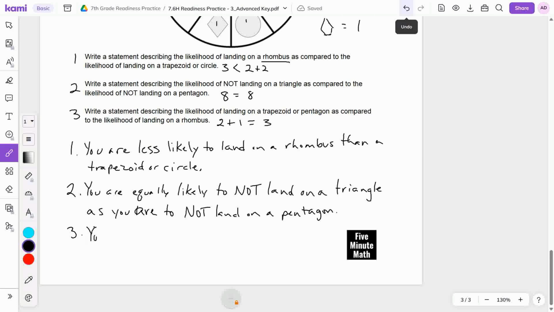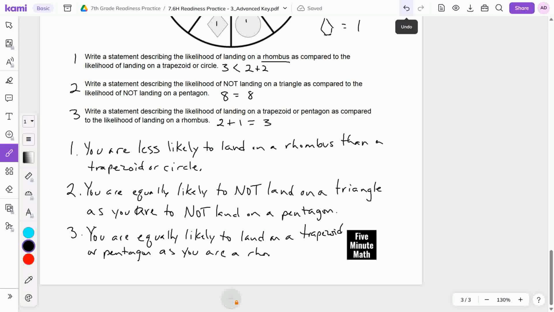So we can say you are, let's make that U look a little bit more like a U. You are equally likely, and we'll finish this out, to land on a, what are our two shapes, trapezoid or pentagon, as you are, and then a rhombus.